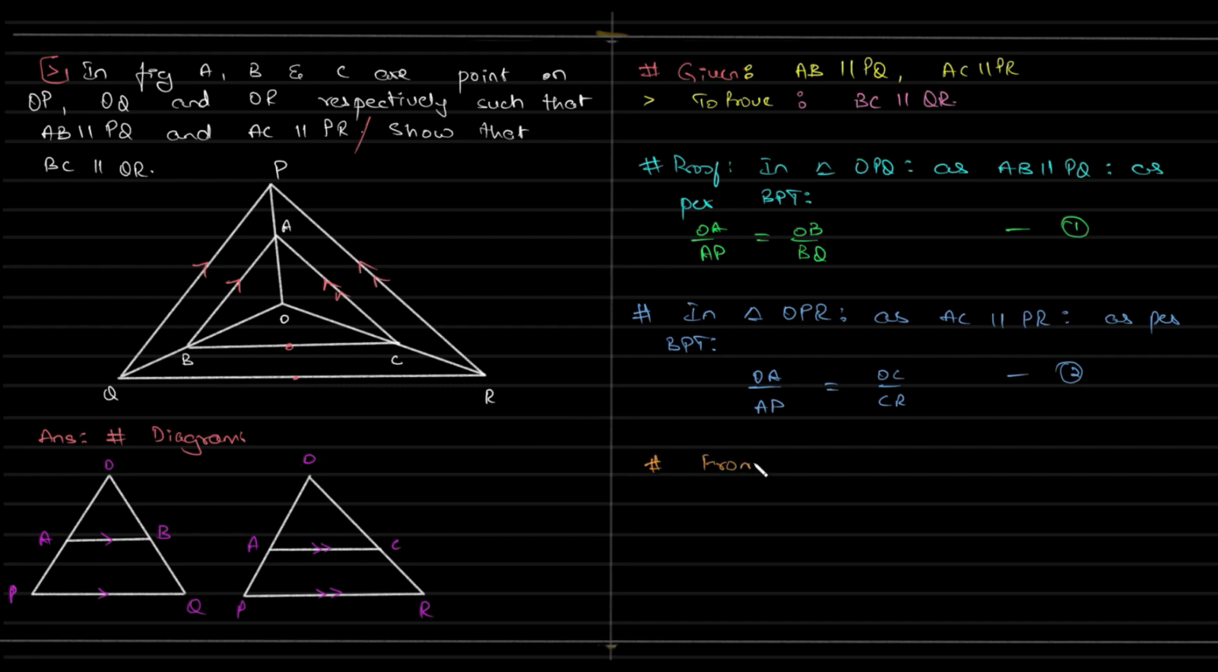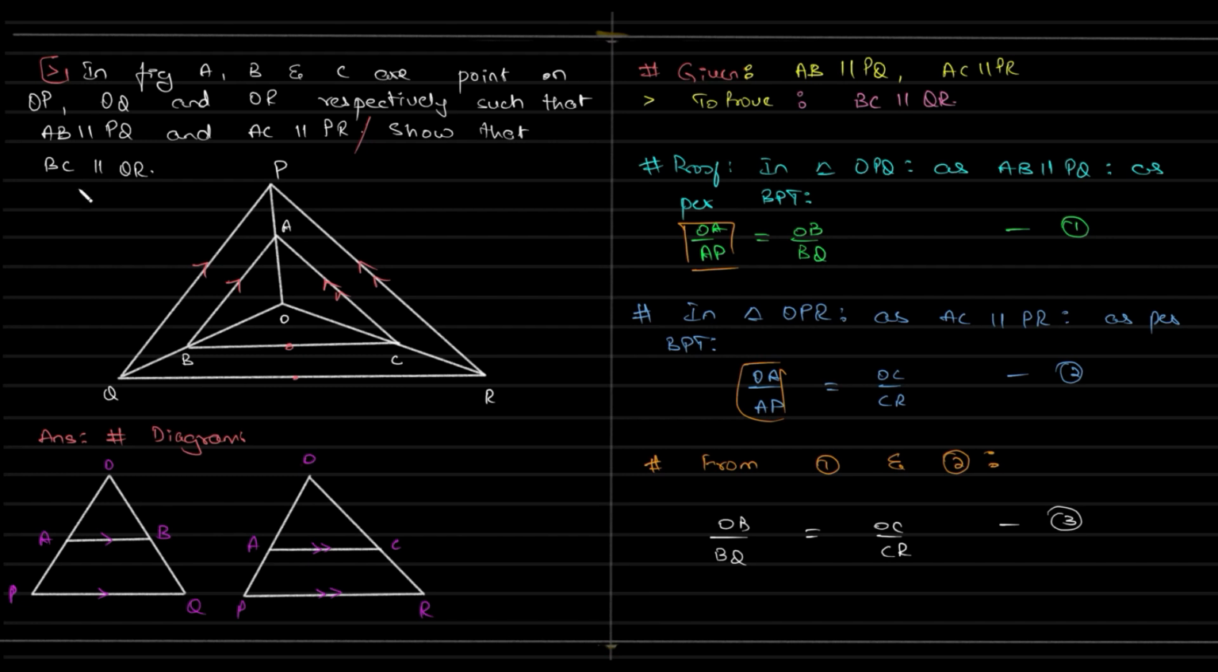From 1 and 2, what is it that we can conclude? Is there a negotiator? Yes, there is one. We have the negotiator, and so this will be equal. How does it help? We'll see. OB by BQ is equal to OC by CR. So let's keep it aside. Let's go back to the question.